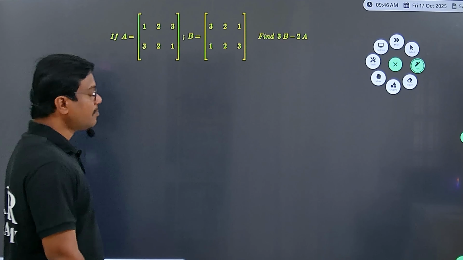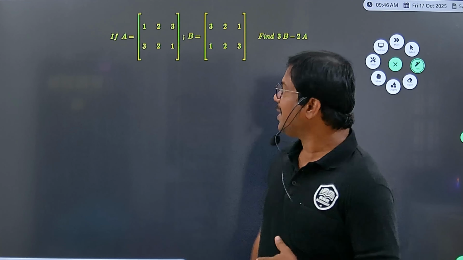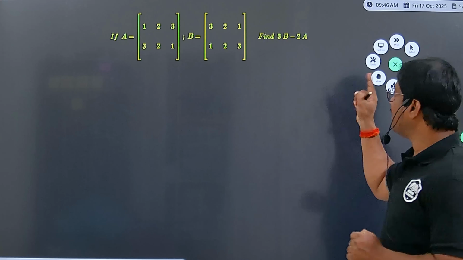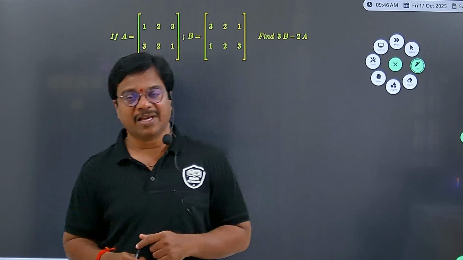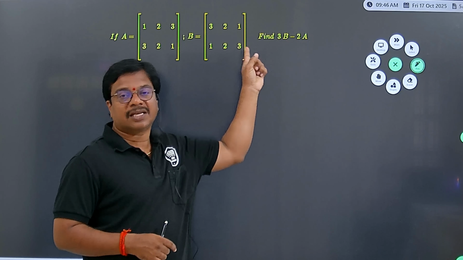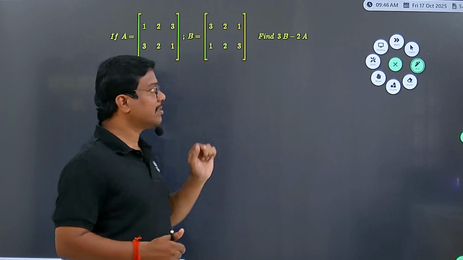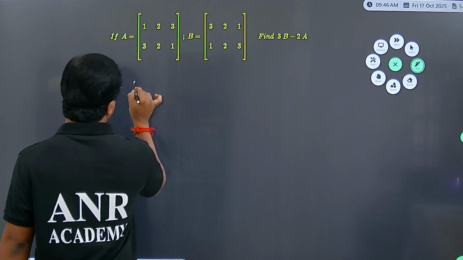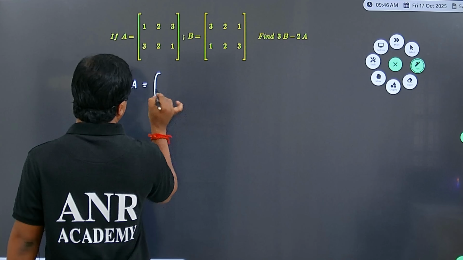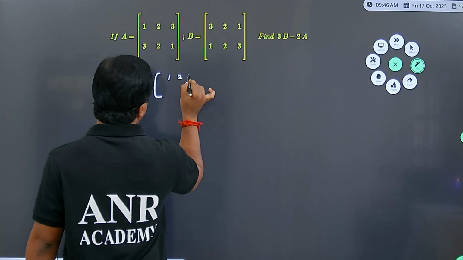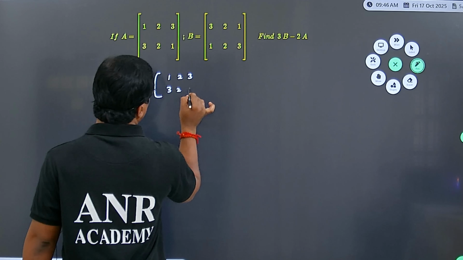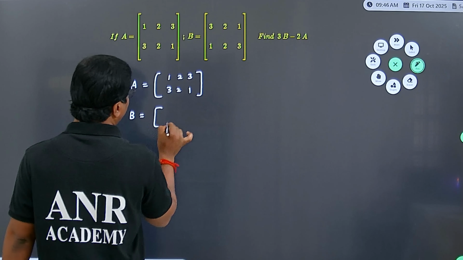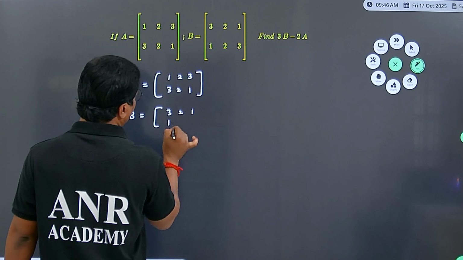See this one. There are two matrices, capital A and capital B. Here the question is find 3 times B minus 2 times A. Scalar multiplication with a matrix. Here first you have to write the given data. Since A equals the matrix with entries 1, 2, 3, 3, 2, 1 and B is given by 3, 2, 1, 1, 2, 3.